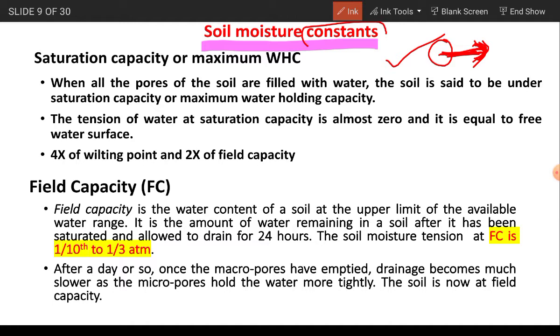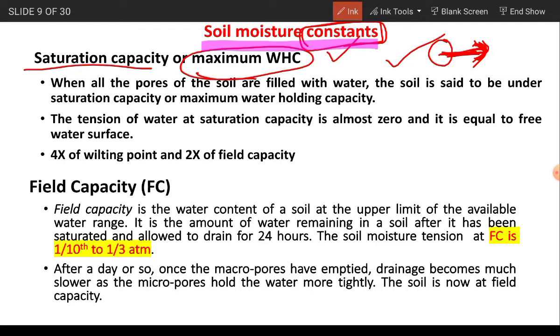As we say, the maximum water holding capacity of soil, or saturation capacity, never changes for a particular soil. It may change from soil to soil or texture to texture, but it won't change for a particular texture of soil. That's why it is called soil moisture constant. The value will be constant forever.